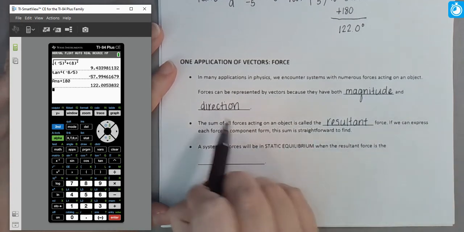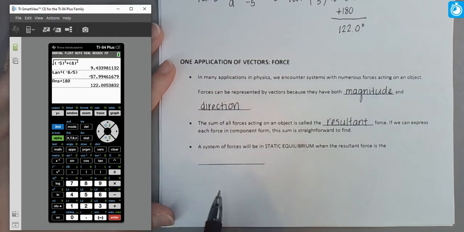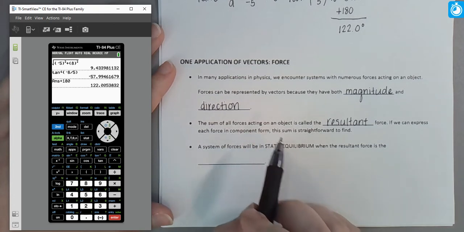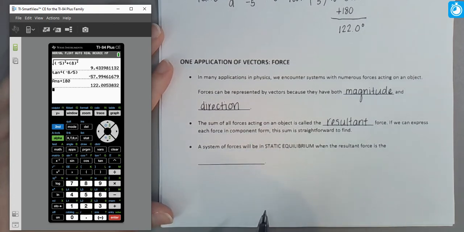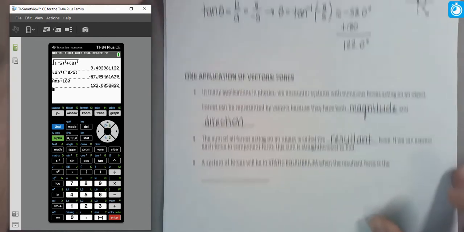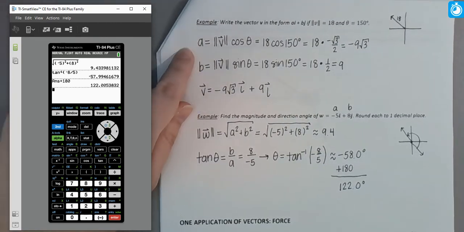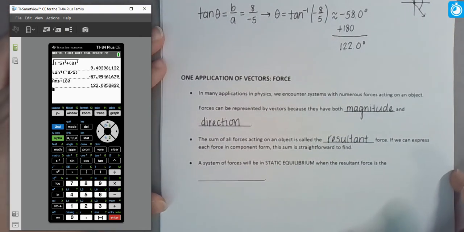Now finding the resultant literally just means taking the sum of all the forces. If our forces, our vectors, are given in component form, finding the sum is pretty straightforward. We've seen how we can add vectors together, and that's exactly what we'll do. What if they're not given in component form? Well, we now know how to put them in component form. So we can do that, and then we can do exactly what we need to do to add them.